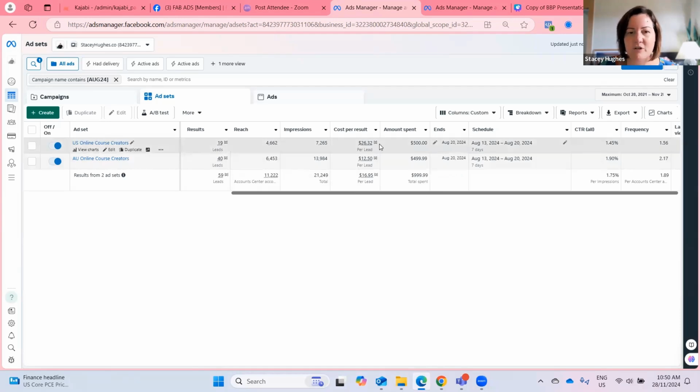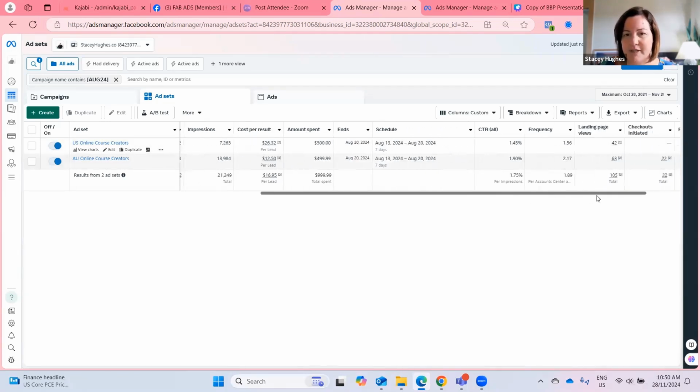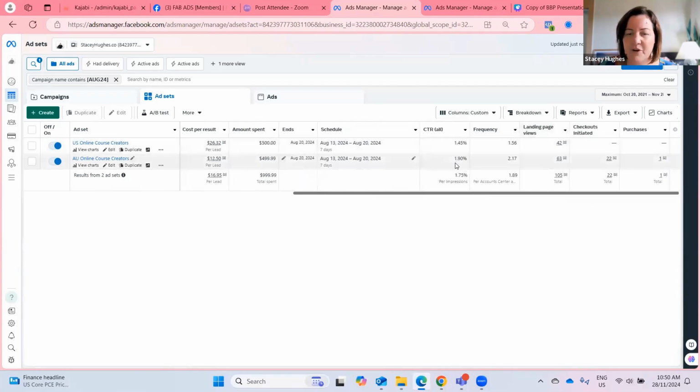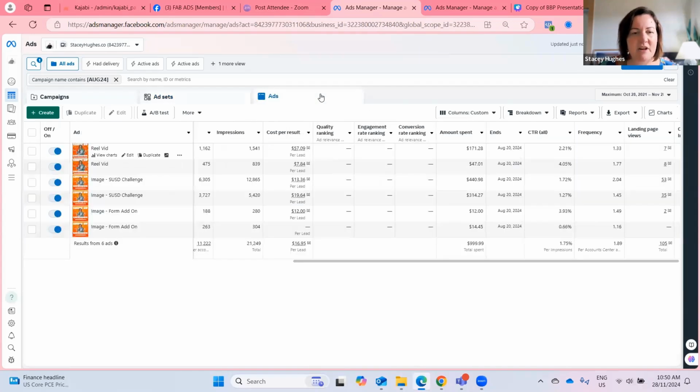So if they then go on to purchase something from me, it's going to be worth that $26 that it cost to acquire them. Australia was a lot less at $12.50. So these were the other secondary metrics that were happening as well. So it was the Australian course creator ad set where people were initiating checkout and where that one purchase came from. And then at the ad level, we've got the ads there.